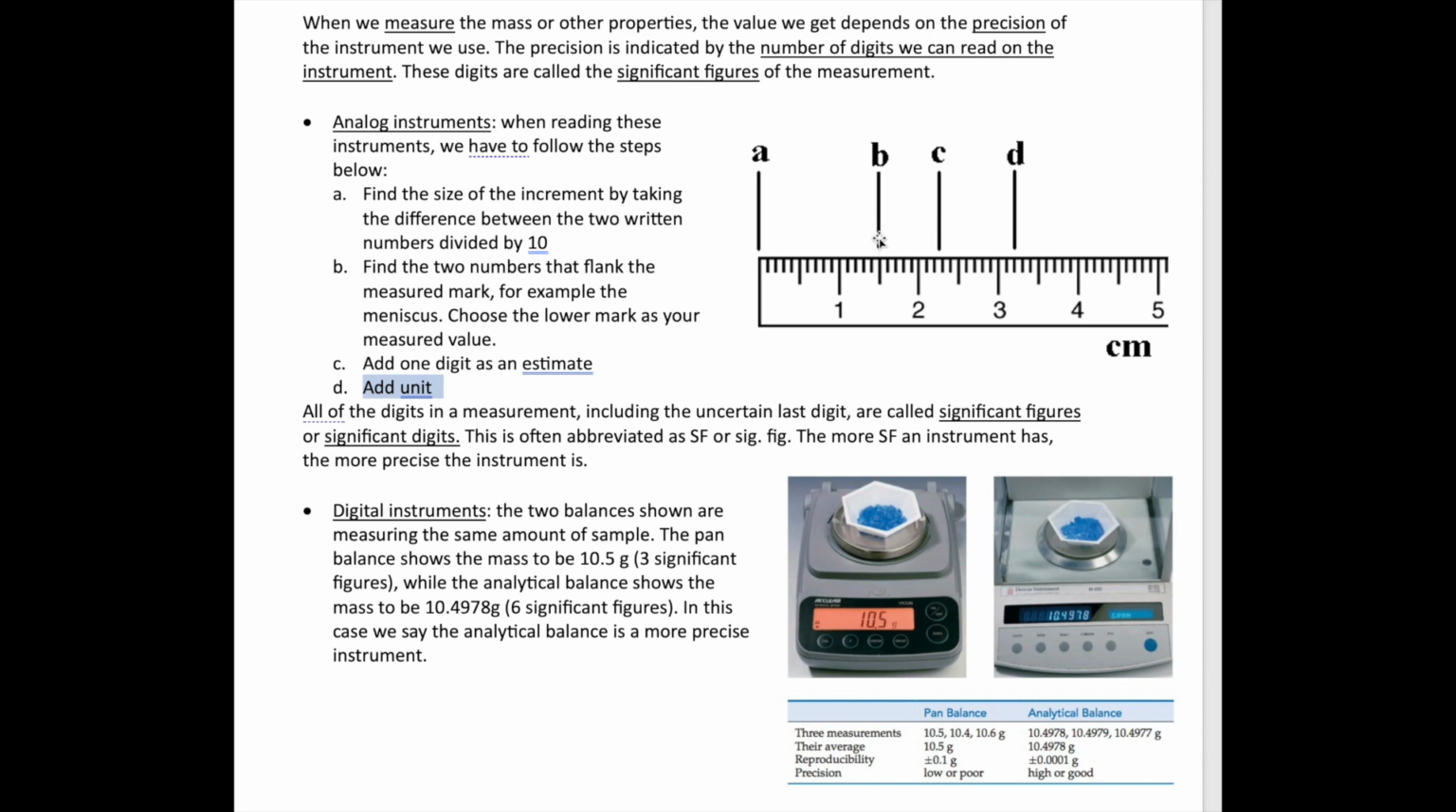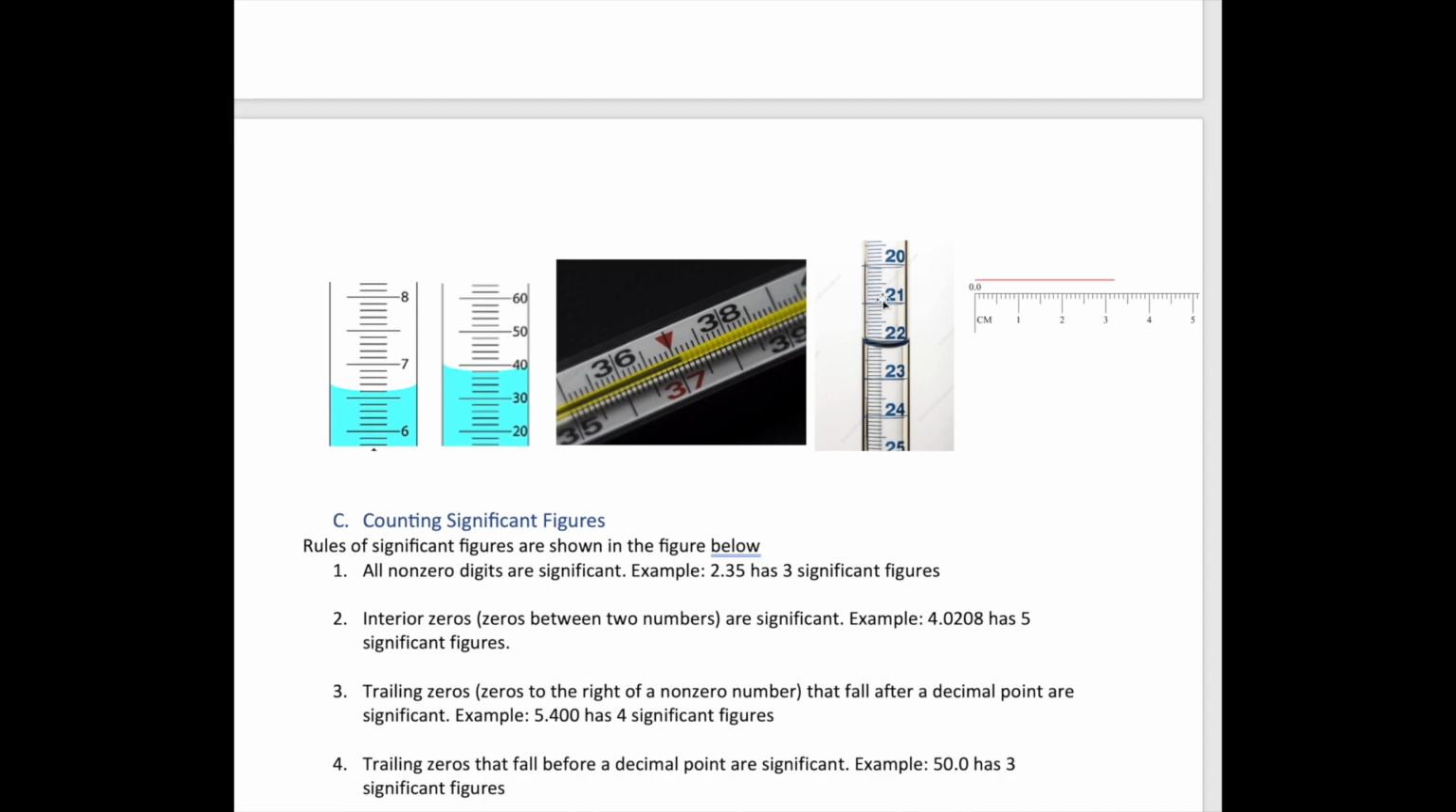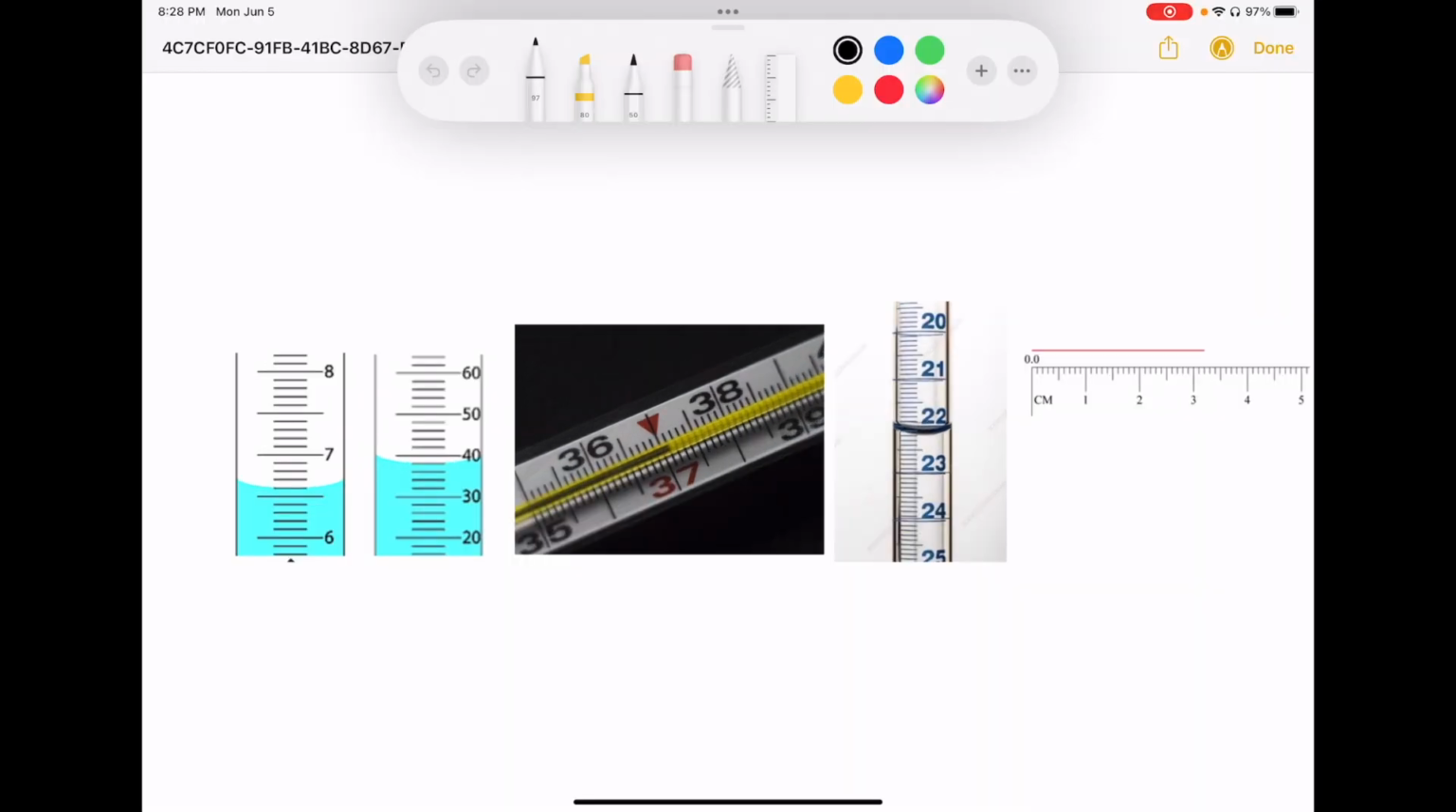And that would be the value of the length of a line that's drawn from the beginning of the ruler all the way to B. Here are some other examples of reading instruments. So I'll walk through a couple of these. So for example, let's take a look at the first one.